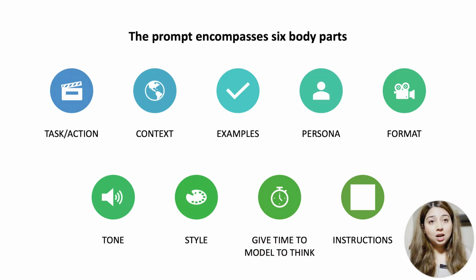The first things are task, context, examples, persona, format, tone, style, and give time to the model to think, because we just add something in ChatGPT and we want it to just give us an answer. Sometimes you have to consider that it's the brain, and you have to give it time to think about how to generate meaningful information for you. And last, instructions. I'm going to generate two kinds of prompts in front of you, and that is going to help you think about what mistakes you were making.